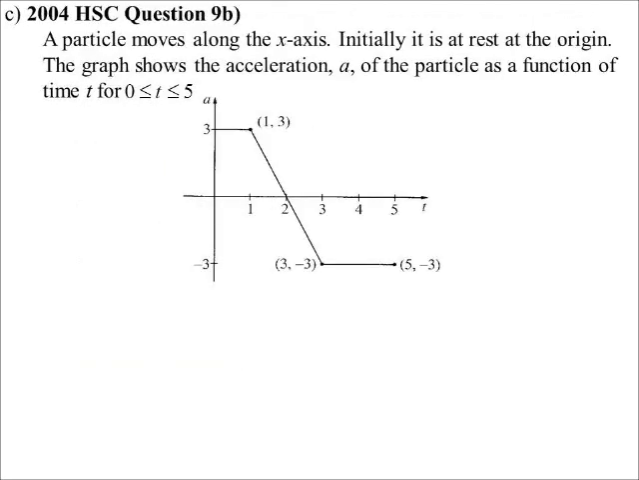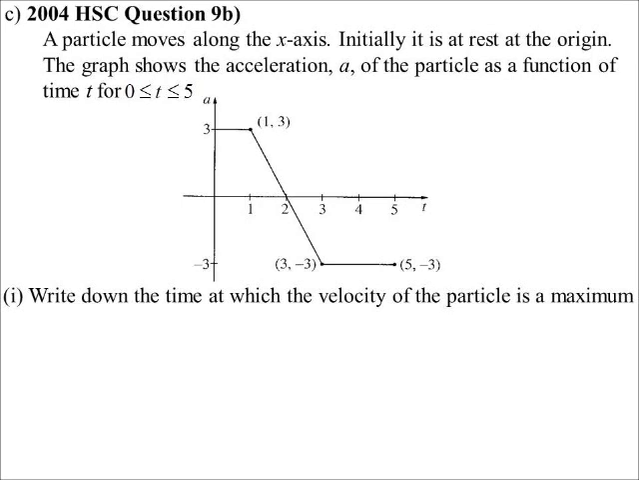This one, they've given us a graph. It's an acceleration time graph. So what's it doing? Moving along the x-axis again, very convenient. Initially, it's at rest at the origin. There's the particular graph. Write down the time at which the velocity is our maximum.